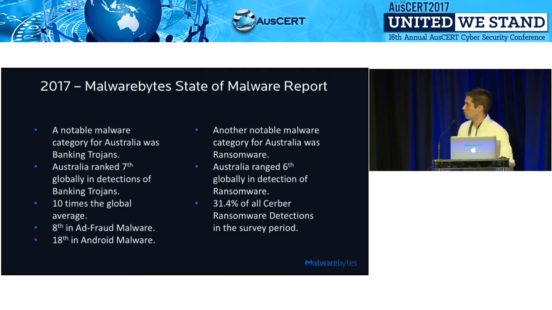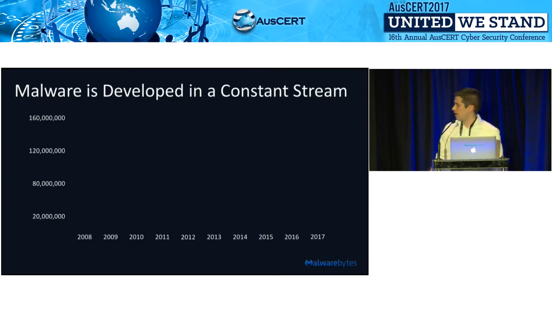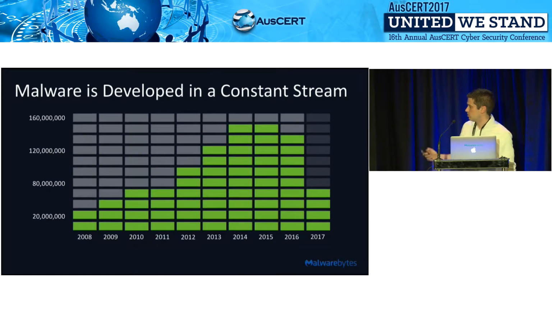So when we think about how malware has developed over the last decade, we've seen a continued trend, right? Moving from approximately 20 million instances of malware that we found in 2008, all the way through to 2017 figures, which will exceed what we've seen in 2014, 15, and 16. So the question is how?